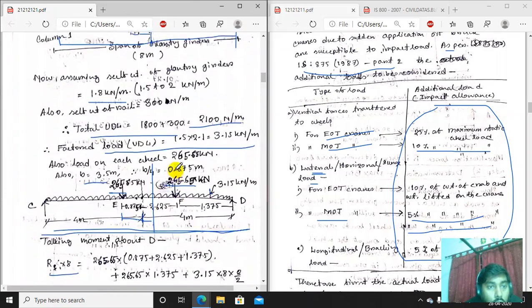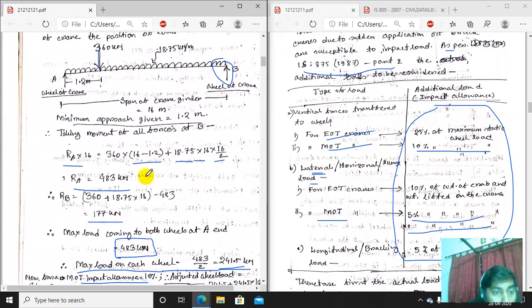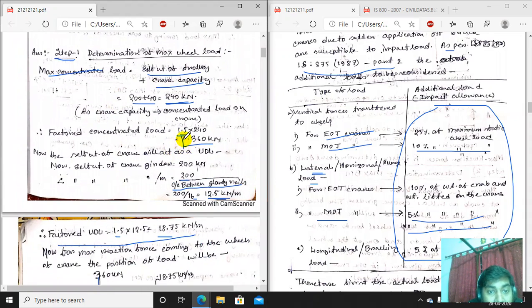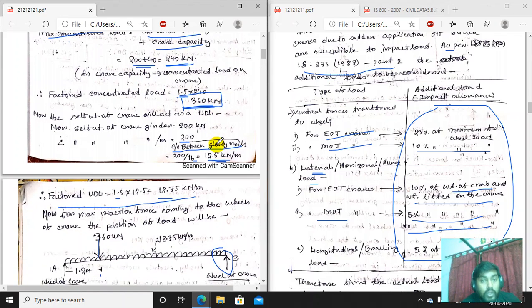So that is not the maximum. So the maximum wheel load that is coming is 360 kilonewton, the maximum concentrated load due to the wheel load. Wheel load is the concentrated load. Only the weight of the crab and the weight lifted on the crane we have to consider, so only the self weight. So 360 kilonewton is the self weight of the total concentrated force.